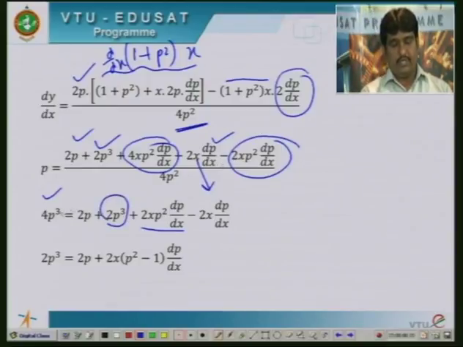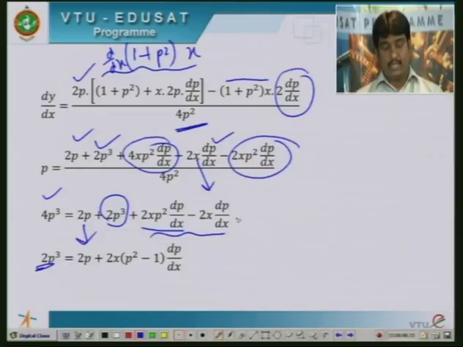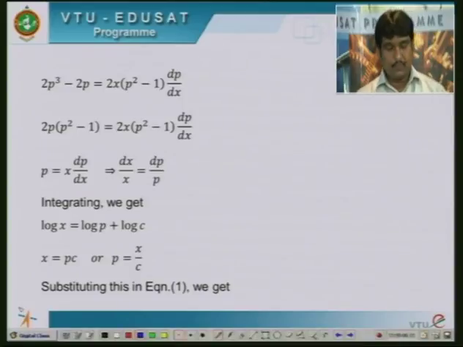When you transfer this term to the LHS, we get 4p cube minus 2p cube as 2p cube equals 2p as it is, plus in these two terms take 2x and dp by dx common to get 2x into p square minus 1 into dp by dx. So 2p cube minus 2p equals 2x into p square minus 1 into dp by dx. Now take 2p common here: 2p into p square minus 1 equals 2x into p square minus 1 dp by dx.